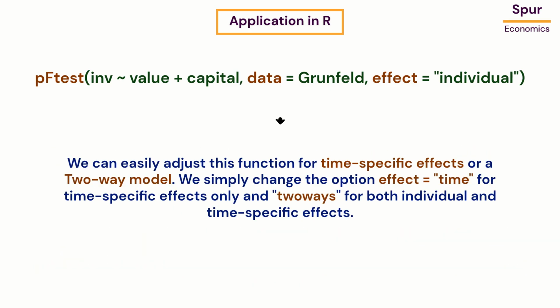We can easily adjust this function for time-specific effects or a two-way model. We simply change the option effect to time for time-specific effects only and twoways for both individual and time-specific effects.